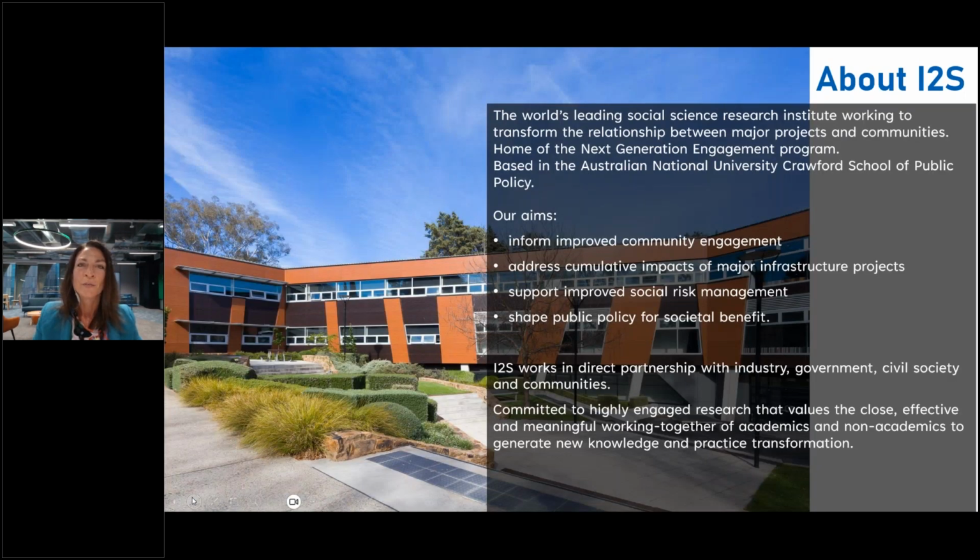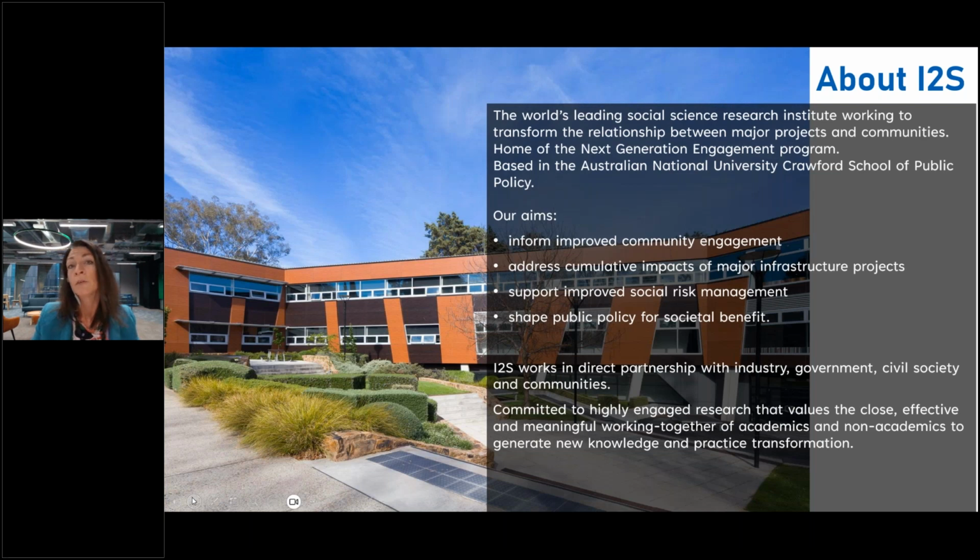Keisha mentioned that we are from the Institute for Infrastructure in Society, or I2S, as we're much more easily known. We are the world's leading social science research institute based in the Crawford School of Public Policy at the Australian National University, focused on mitigating and hopefully improving social benefits from major infrastructure projects. We look at everything from transport to water to energy to renewables to mining. It's all part and parcel of what we do.